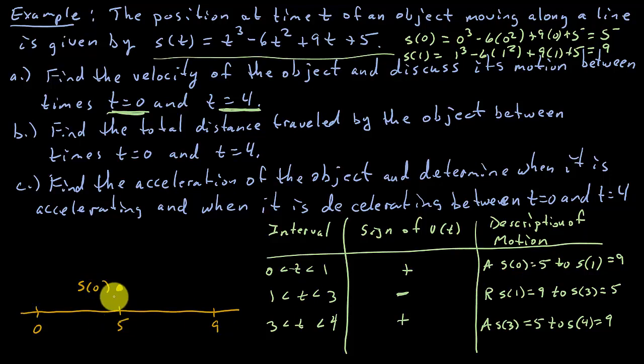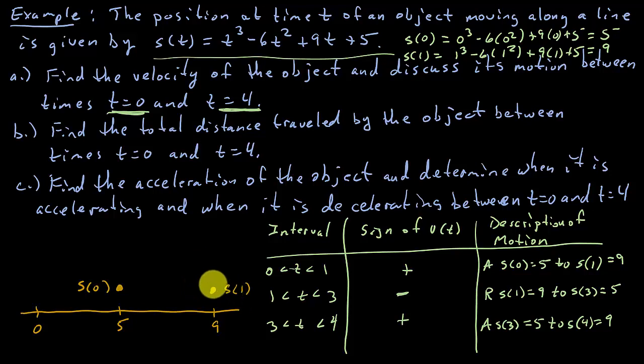And then as we move to S of 1, we're at what? 9. So we go to here. So this is our S of 1. All right, so we're advancing, and then when we get here, okay, so let's look at this. Let me draw that a little better.